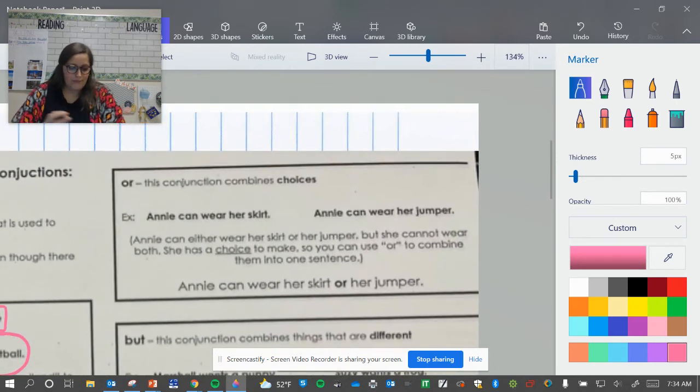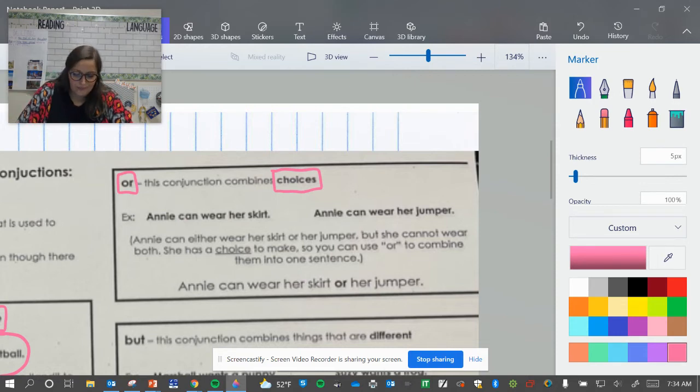Or. So or combines choices. Put a box around or and put a box around choices. So think about it. You had some choices for your Halloween costume, didn't you? You said, I could wear this or that. You had some choices of what to get for lunch every day. I could have a sandwich or I could have the lunch of whatever's being served that day, right? So you have choices in your life. So choices get combined using or.